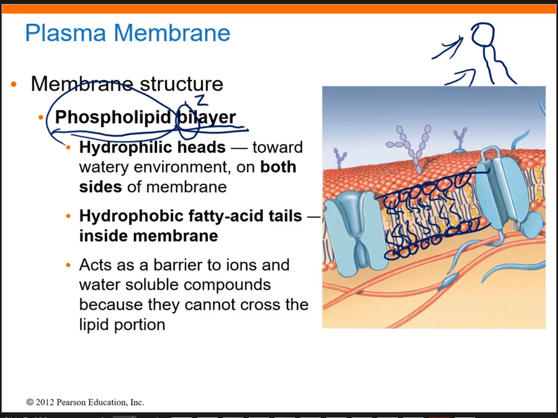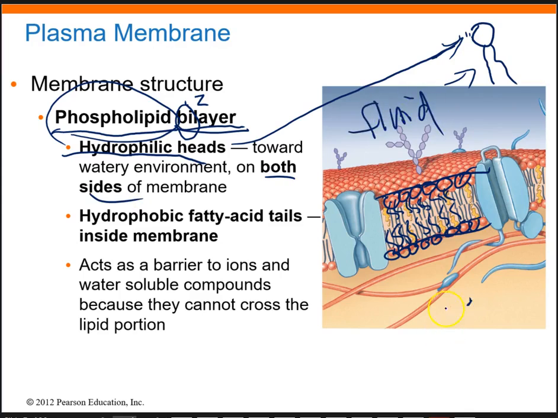The head region is hydrophilic. Remember, that means it likes water. It interacts with water perfectly fine. So those hydrophilic head regions are located towards each side of the membrane because there's water on each side, right? Out here, there's the extracellular fluid, and in here is the intracellular fluid, the cytoplasm.